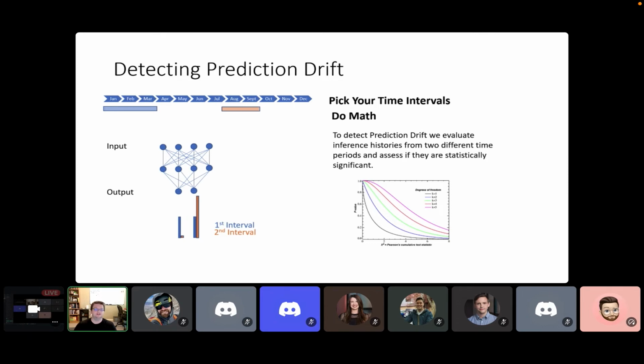If a particular model doesn't necessarily meet the threshold for drifting, then you as an organization can sit back and be happy with the model that you're not experiencing prediction drift. If it does pass a particular threshold, then you're going to take some action that we'll talk about here in a couple more slides.